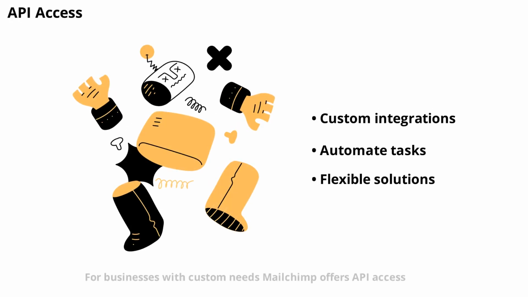For businesses with custom needs, Mailchimp offers API access. This allows developers to integrate Mailchimp's features into other systems, automate tasks, or build custom workflows. API access provides flexibility and scalability, making Mailchimp suitable for businesses with unique requirements.